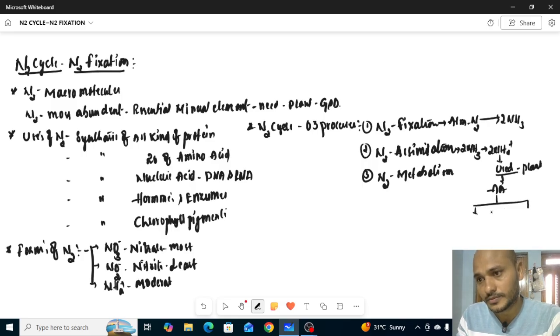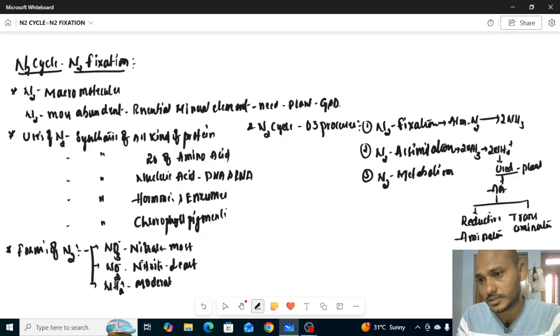There are two processes: the reductive amination process and the transamination process. With these two processes, the ammonium ion is utilized to synthesize amino acids. All these processes are included in nitrogen assimilation.